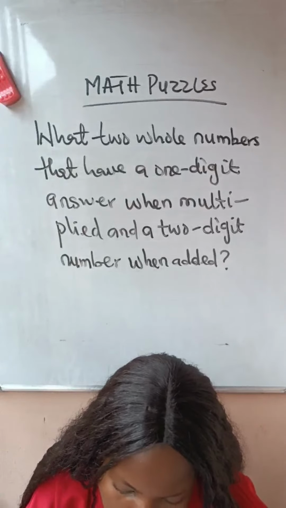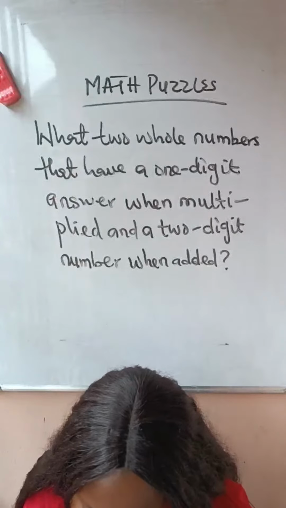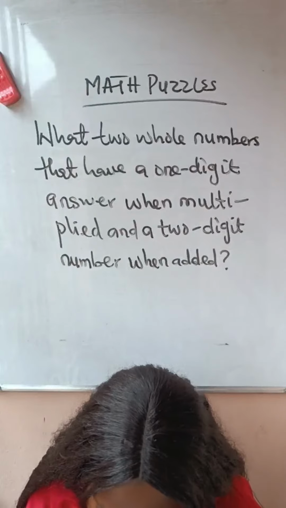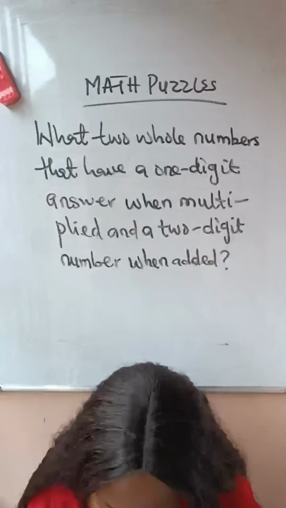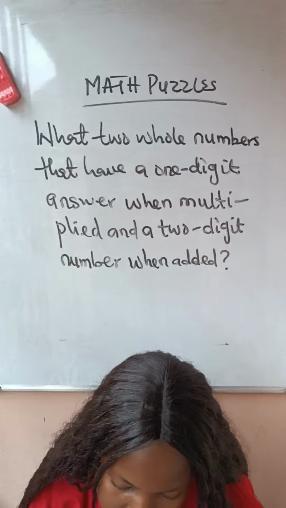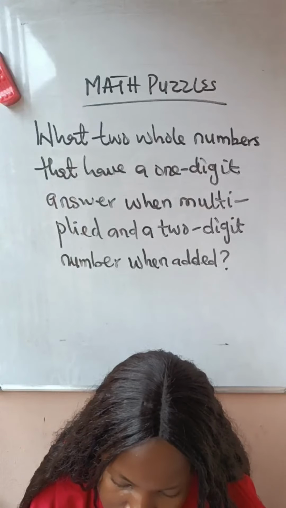What two whole numbers that have a one-digit answer when multiplied and a two-digit number when added? That is the question. So no more answers.